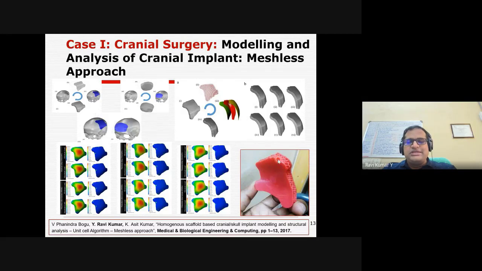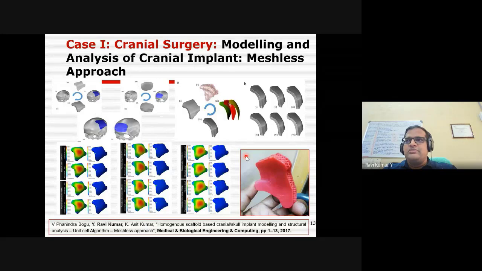And then further, it has been analyzed. We have done a homogeneous kind of scaffold-based designing for this implant, and basically it's a unit cell based algorithm, and this is a meshless approach. If you want to know further about this algorithm, you can refer to this article. In this way, 3D printing technology is helpful to make a customized or biomimetic structure that exactly matches the native structure of the patient.